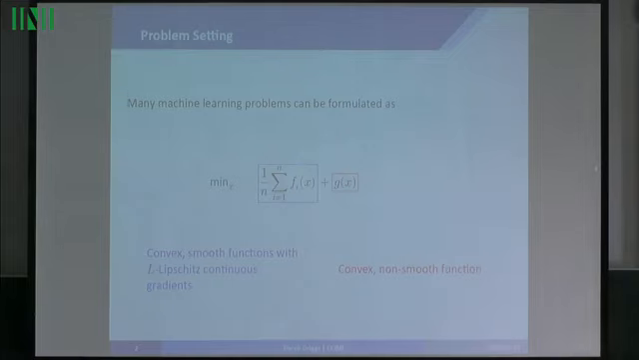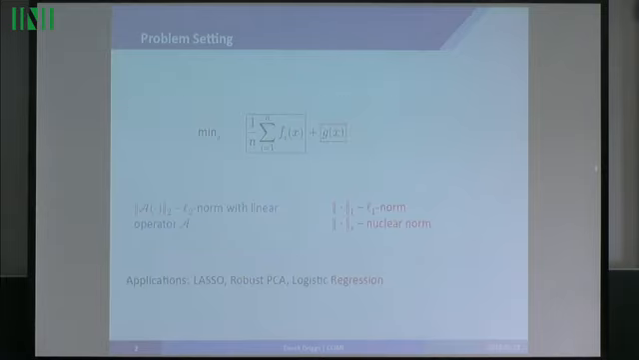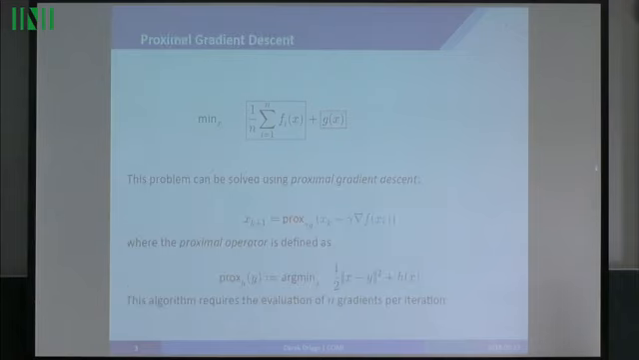So I'm interested in minimizing sums of functions, and in particular, objectives of this form. We have a sum of smooth differentiable functions and also a non-smooth term, g. I'm interested in this problem because it arises all the time in machine learning. The sum of smooth functions you can think of as the L2 norm, and the non-smooth part could be the L1 norm or the nuclear norm. We see that lasso, robust PCA, logistic regression, and actually a lot of methods talked about in earlier talks today, they all fall within this framework. So there are many applications for these types of problems.